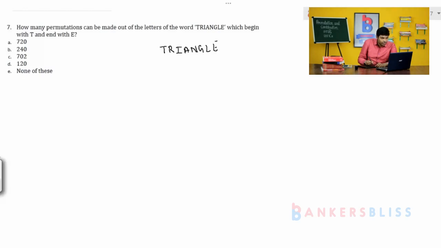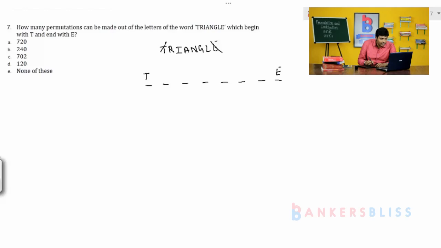So how many letters are there? 1, 2, 3, 4, 5, 6, 7, 8. 8 letters are there. So you have 8 letters, and the condition they have given is which begin with T and end with E. So it has to begin with T and end with E. So the first space is filled by T. You don't have any other option because it is already given. The first space has to be filled with T and the last space has to be filled with E. So only in the middle you have to arrange. So T already came, E already came.